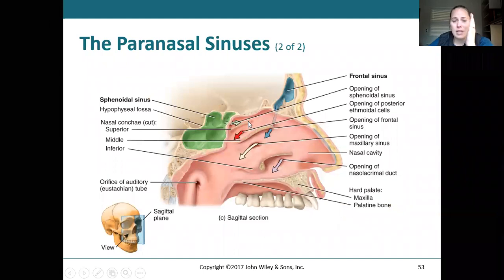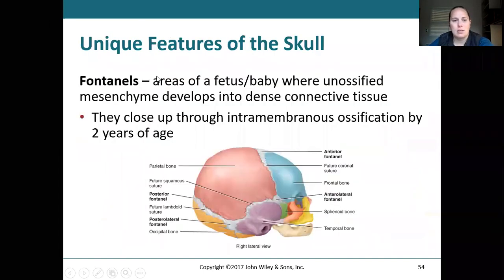Okay, and this is just a nice sagittal section showing you those different regions. It's internally, so you can see the sphenoid sinus, no, we don't have maxillary sinus here. We've got the sphenoid sinus as well as the ethmoid sinus being shown here. So I'm not going to go into the sinuses much more.